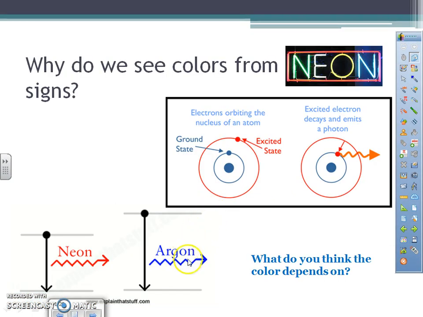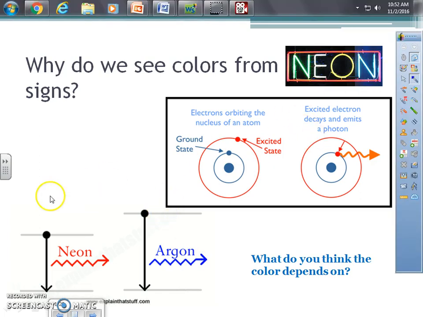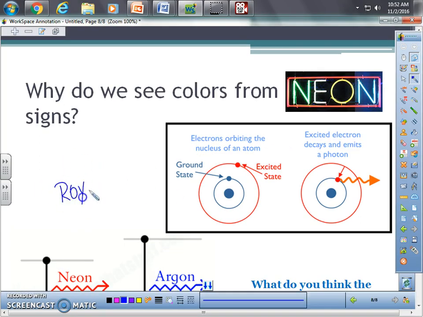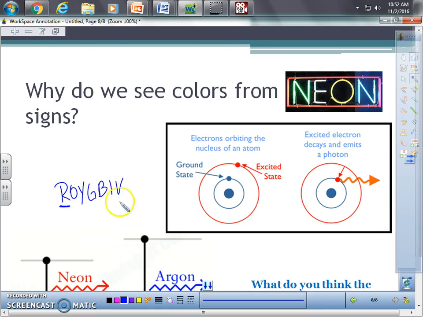So you go back to the screen that says, what do you think the color depends on? And in this example, neon is emitting red and argon is emitting blue. And so if you're thinking, well, it has to go along with Roy G. Biv and the colors associated, neon absorbed a lower quantum of energy, where argon absorbed a higher quantum of energy and released a higher frequency color.